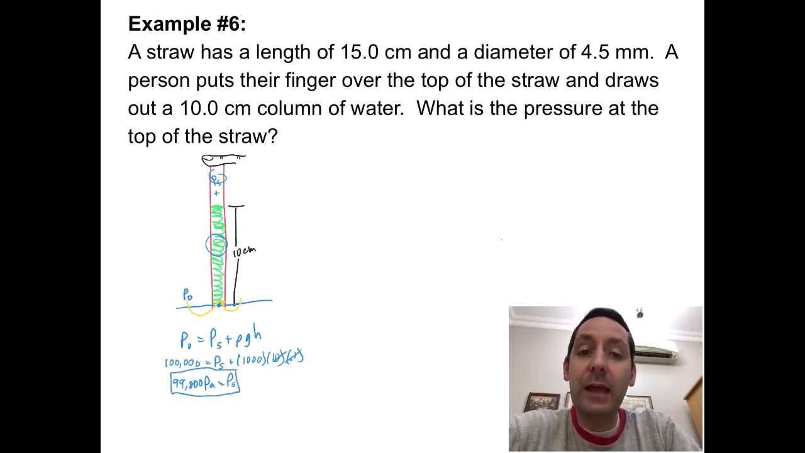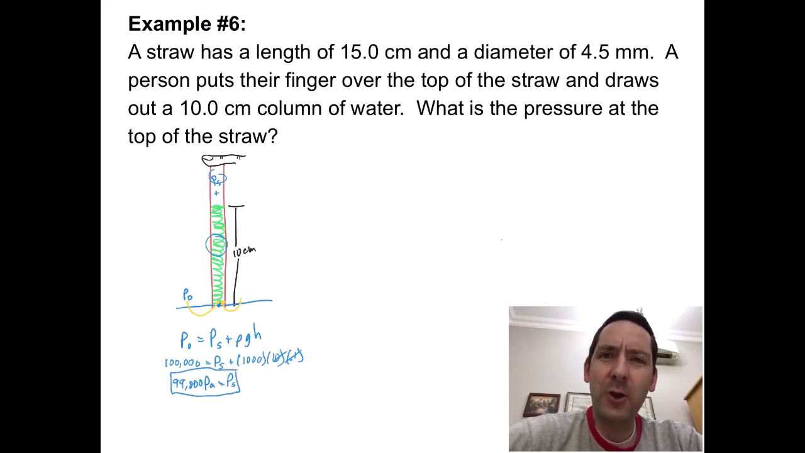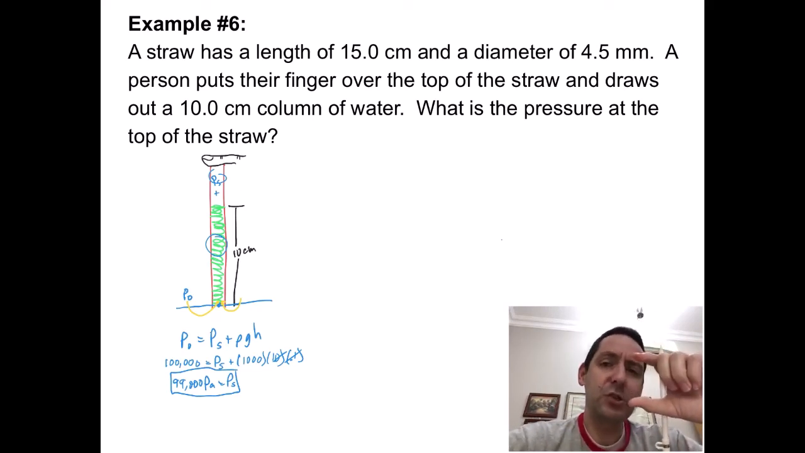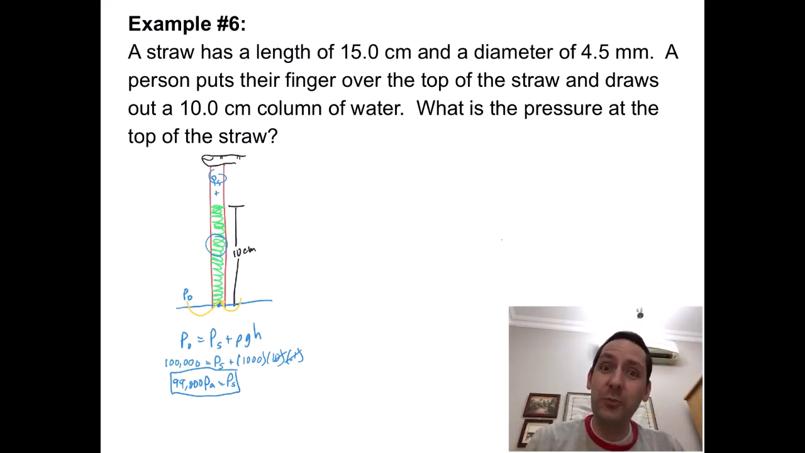Now that doesn't seem like a big difference, right? It went from 100,000 down to 99,000, not a big deal. You're right, it's not, but it's enough. That's not a lot of fluid. It's only 10 centimeters of fluid. So you just need a very small pressure difference for that outside air to be able to push it up. And so there we go. We know the pressure at the top of the straw is 99,000 pascals. Still a pretty big number. Doesn't need a big, huge difference.